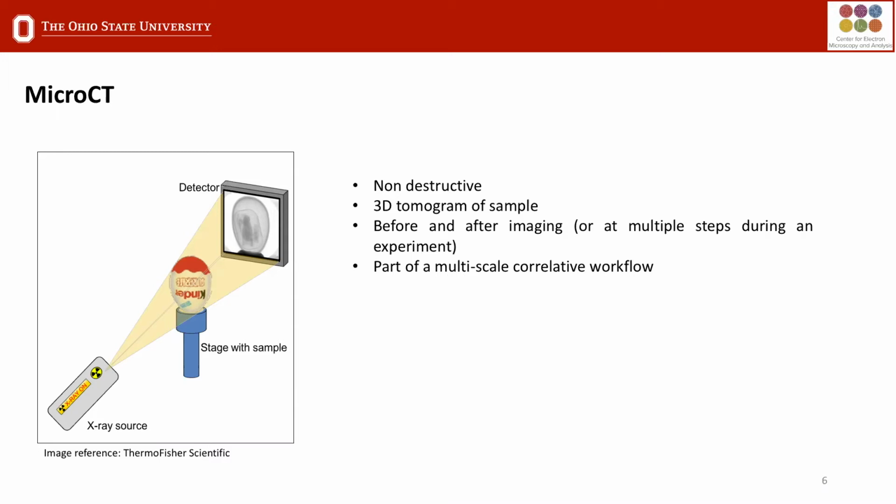MicroCT is a powerful research technique as it allows us to non-destructively capture 3D information about our samples, and it can be used to investigate internal and surface features. Samples can also be scanned before and after, or at multiple stages during an experiment, and MicroCT can be incorporated as part of a multi-scale correlative workflow.